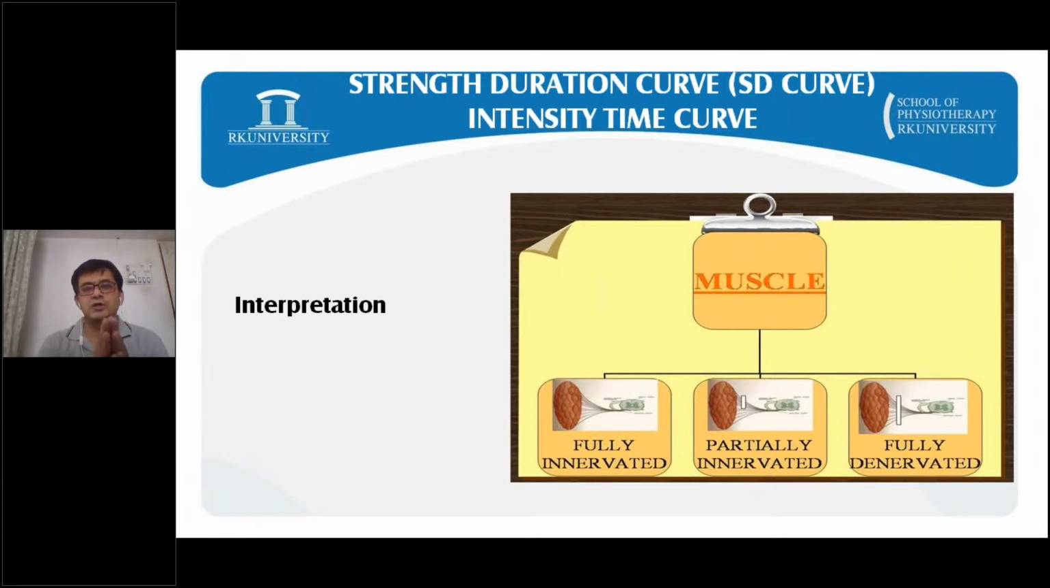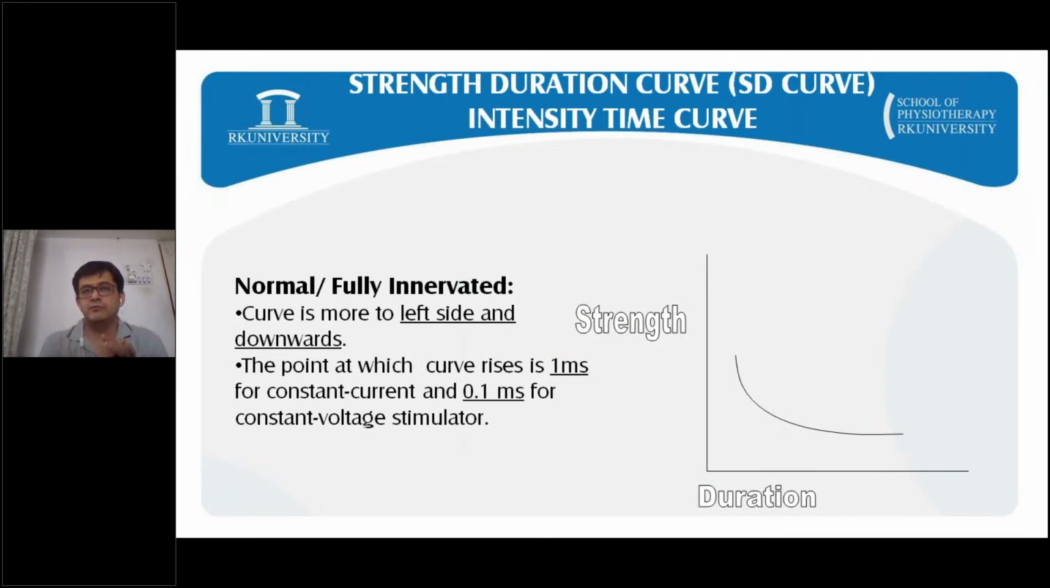Clear? So for the clinical aspect, for a normal or fully innervated muscle we use the word normal. For a partially innervated muscle, we use the terminology PRD, that is partial reaction of degeneration. And for a fully denervated muscle, we use the terminology CRD, that is complete reaction of degeneration. Clear? So normal, PRD and CRD.